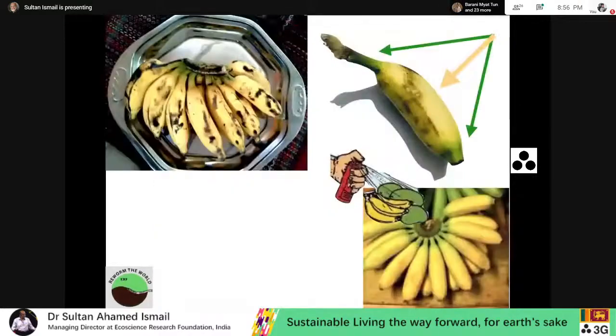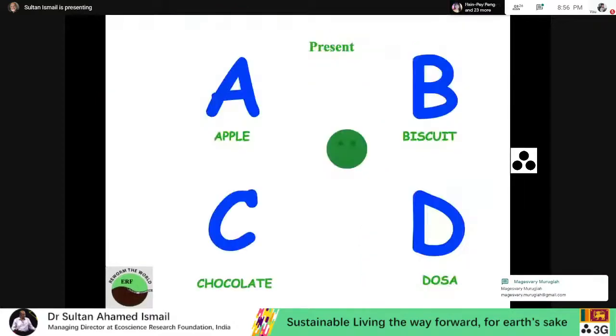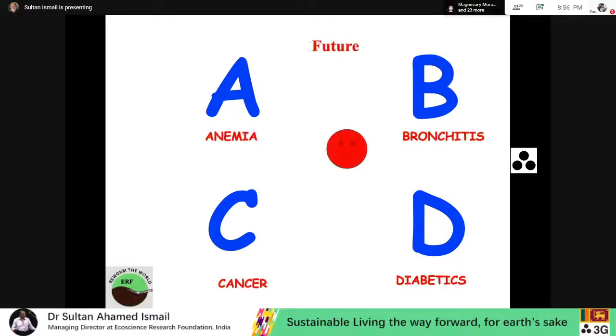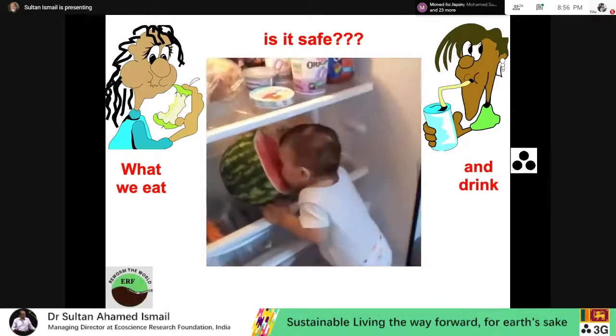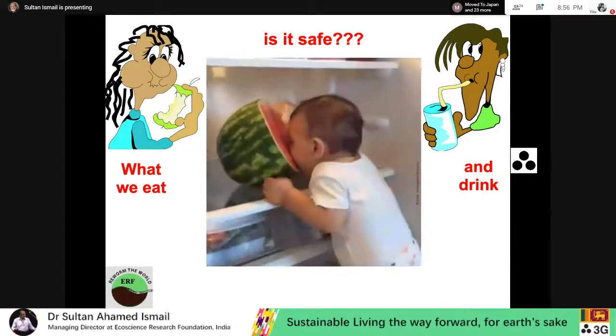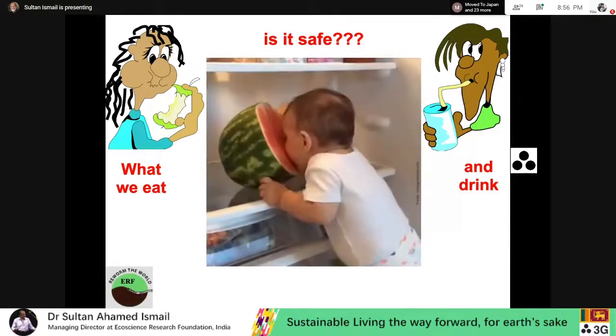Yellow banana ripens from one end to another end. If you find dark green at both the ends with yellow in the middle, they have used chemicals. So this is what happens. This is what we studied when we were kids. A for apple, B for biscuit, C for chocolate, D for dosa. But children henceforth will study A for anemia, B for bronchitis, C for cancer, and D for diabetes. So what the child today eats and drinks, is it safe? Not safe. Not at all safe.